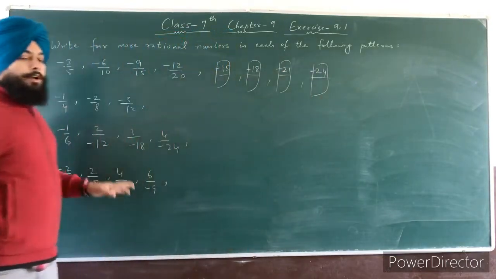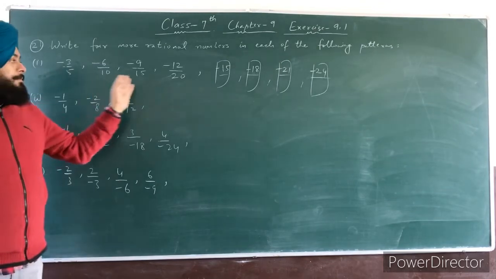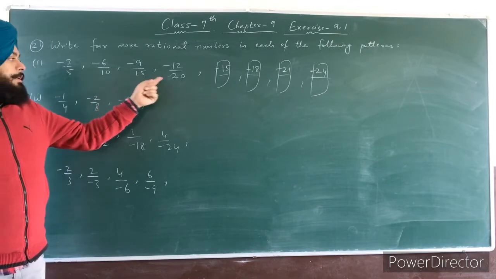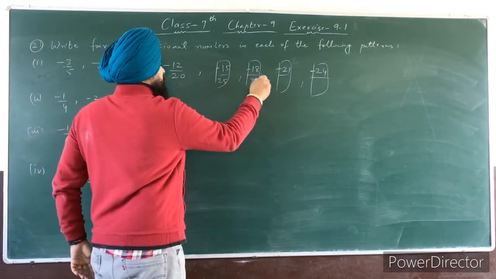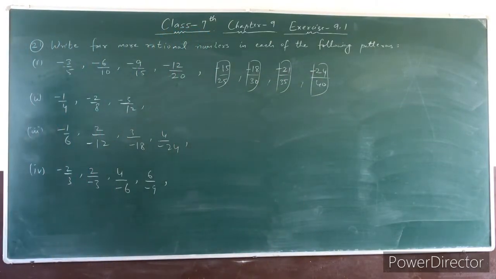Now you can check the denominator of the first rational number. Here the denominator is 5, so you have to write the multiples of 5. 5 1s are 5, 5 2s are 10, 5 3s are 15, 5 4s are 20, 5 5s are 25, 5 6s are 30, 5 7s are 35, 5 8s are 40.